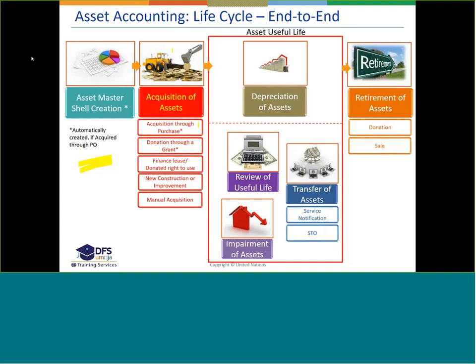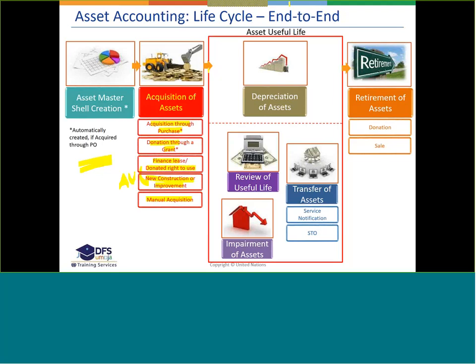In this second process, we'll have acquisition of assets through purchase, through donation, when it's grant related, other types of acquisition through donating the right to use, which is basically finance lease as a main example. New constructions or improvements, which will be assets under construction, and we have also other manual acquisitions, right? So this would be the start point of the fixed asset master record impact in the books. So the first time the books have an impact will be when we go through the acquisition process.